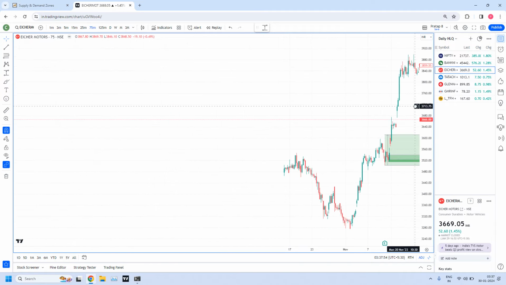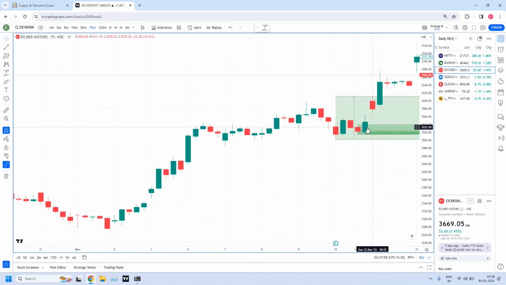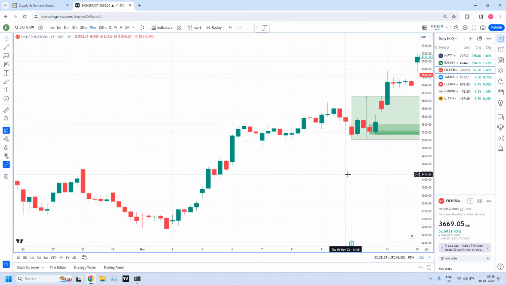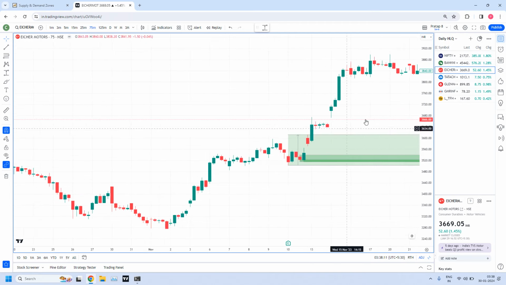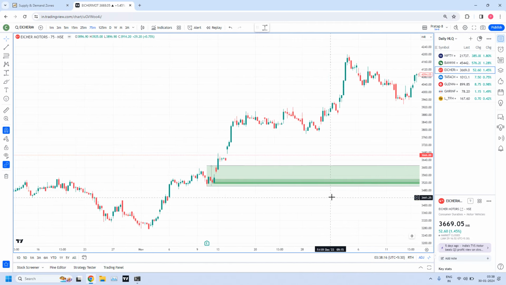At the time of the zone creation, we have a 75 minute zone. We have a rally, or we can consider this as a drop candle, and then we have a base candle, and then we have a rally candle, another follow through candle. 2 follow through candles are there. So this is one good area where you can buy.